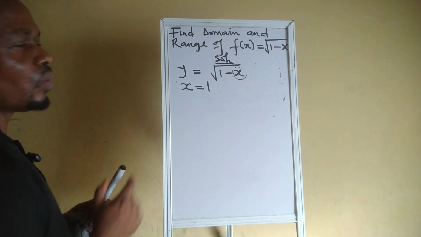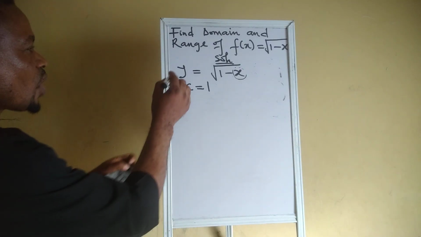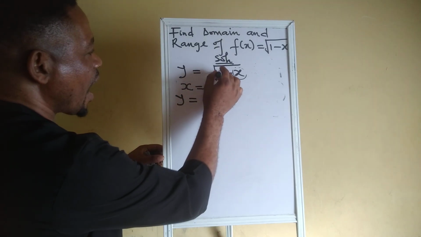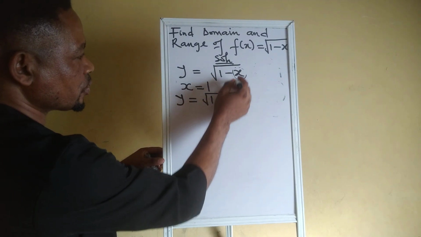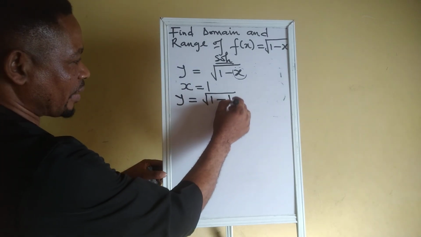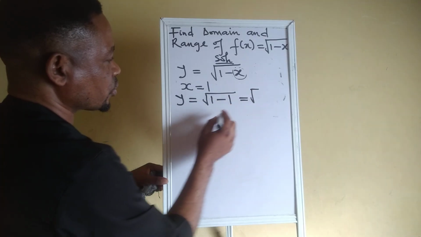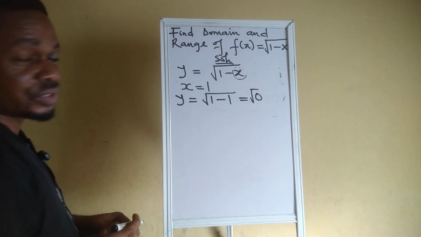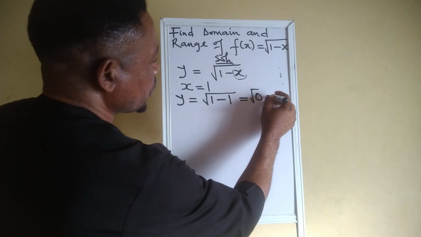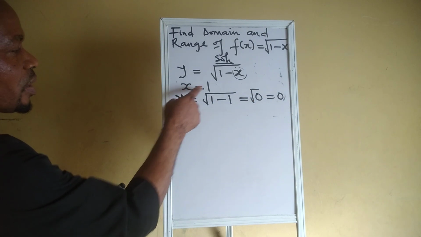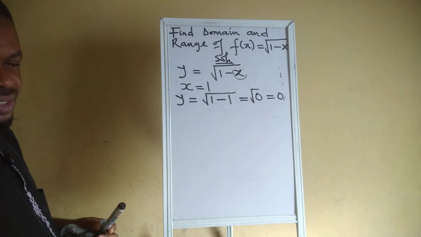And y is called the what? Range. Oh yeah, let's go. So I will now say that y is equal to the square root of 1 minus x. What is x? It is 1, right? When x is 1, if I continue, it will give me the square root of 1 minus 1, which gives 0. And the square root of 0 is 0. Can you now see, when the value of the domain is 1, what is the range? The range is 0.